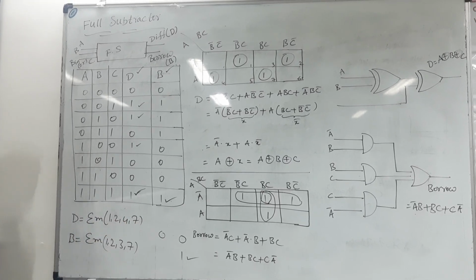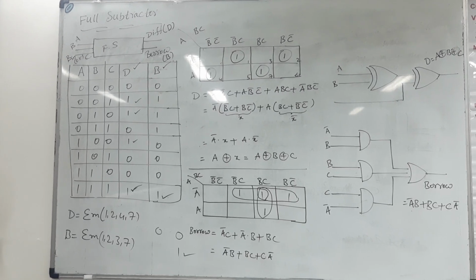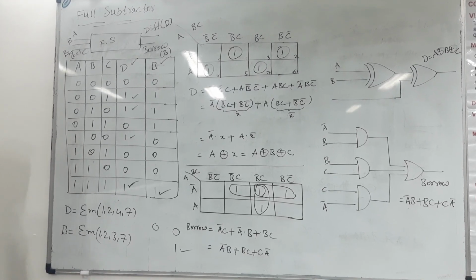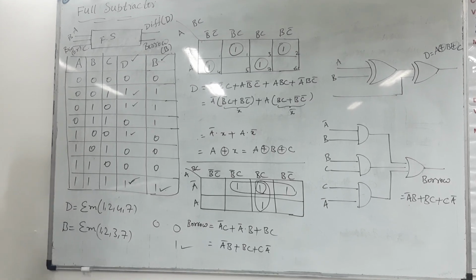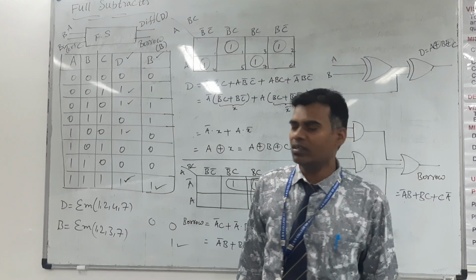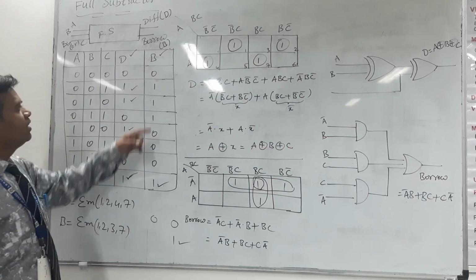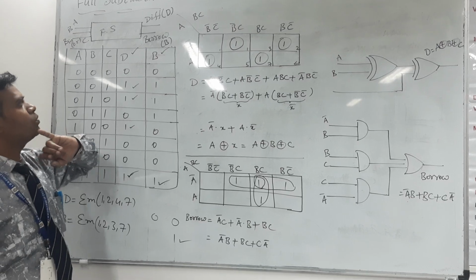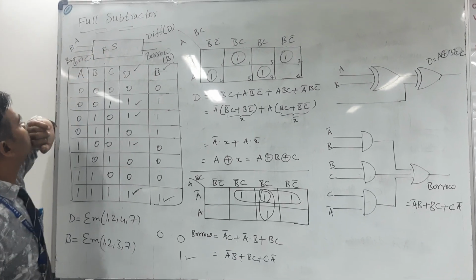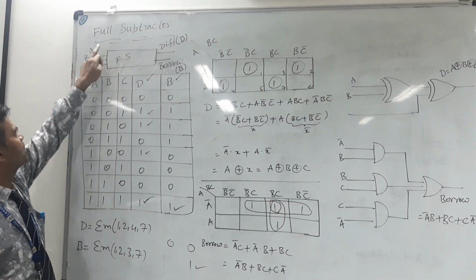In the same way, fill in the Boolean expression for the second output of the full subtractor, which is the borrow, equal to sigma m of 1, 2, 3, 7. Once the Boolean expressions are in our hand, simplify them to the possible extent. Here I am simplifying using the K-map, and which K-map is suitable is decided by your block diagram. Here my block is the full subtractor, which has three inputs.